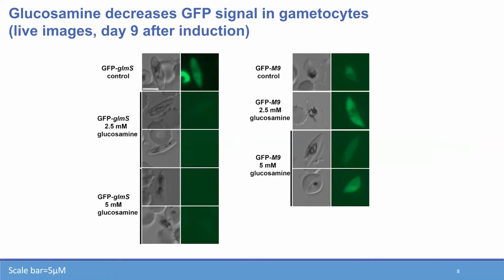I also took live images of these parasites during gametocytogenesis in the presence of both 2.5 and 5 millimolar glucosamine. These are day 9 gametocytes. As you can see, when we're incubating with glucosamine in the GLMS line, we do have a reduction in GFP expression, but not in the M9 control. While the images I'm showing here are not quantitative, I thought it provided a nice visual representation that we are getting knocked down in these stages.